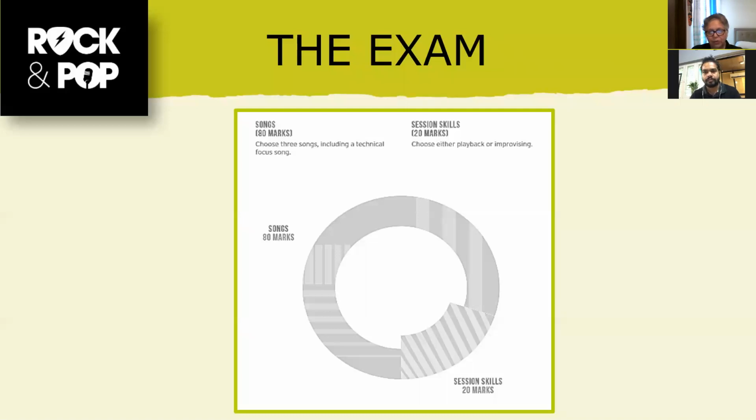So, as you see on the slide in front of you, our songs are marked out of 80, which again reinforces the fact that performance is given a big amount of importance. So 80 marks for the 3 songs.